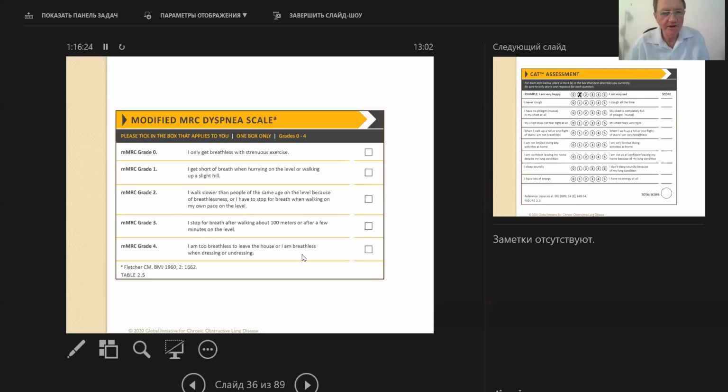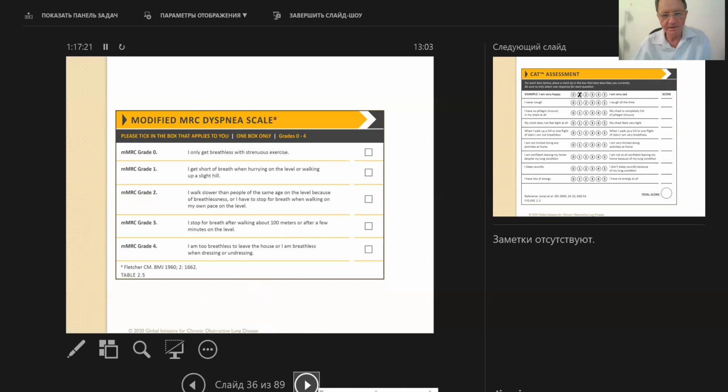For all patients with COPD, we should use the modified MRC dyspnea scale. There are several grades of dyspnea, and a patient who has less than 2 has no significant dyspnea. More than 2 is significant dyspnea. For example, what does it mean: I walk slower than people of the same age on the level because of breathlessness, or I have to stop for breath when walking at my own pace on the level. Those are very important scales.